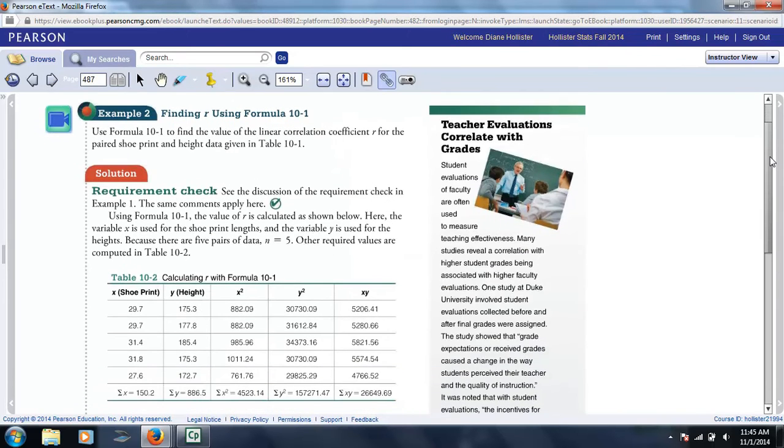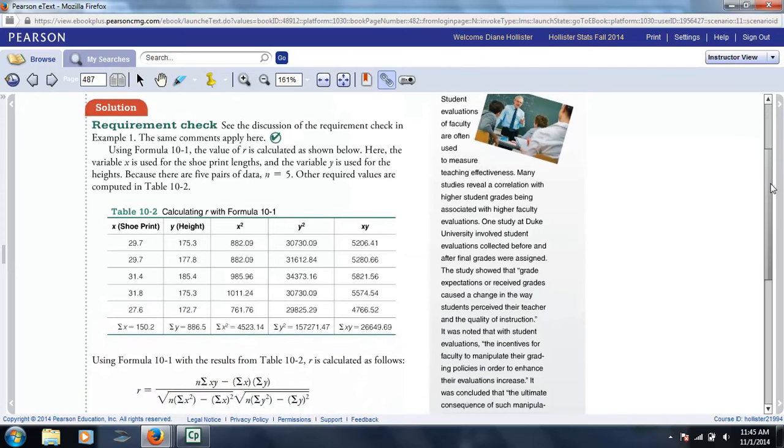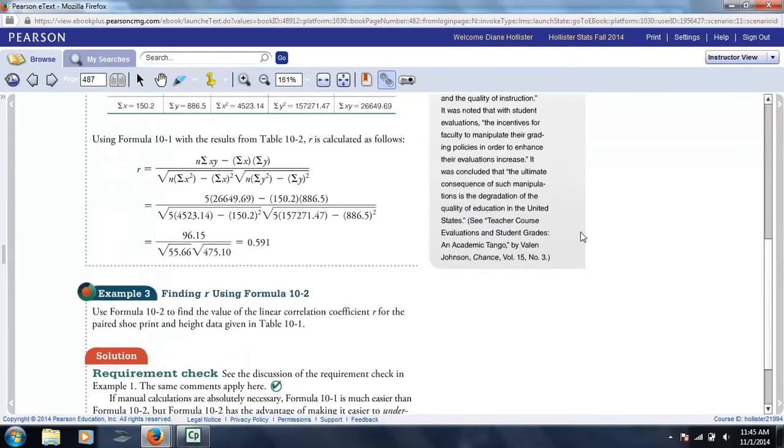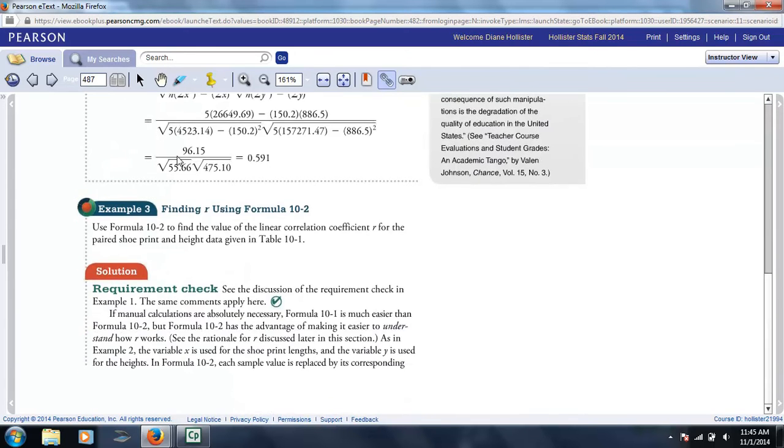Let's look here at an example. It says finding r, and gives us a particular value, the shoe print of a person and the height of the person, and we're looking to see what the correlation is, and it's 0.591. That's a smaller sample.